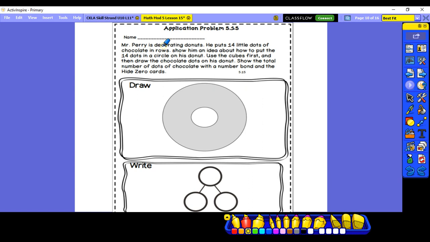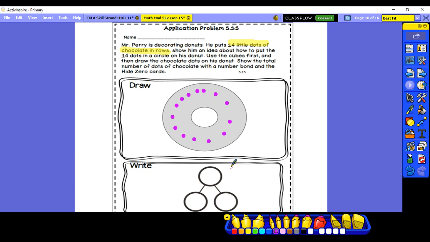Stop. Did you hear something important? Yes, 14 little dots of chocolate in rows. Show him an idea about how to put the 14 dots in a circle on his donut. Well, how can we put 14 dots in a circle? Yes, we can just put the dots starting at the top and count. We would say 1, 2, 3, 4, 5, 6, 7, 8, 9, 10, 11, 12, 13, 14. 14 dots in a circle.